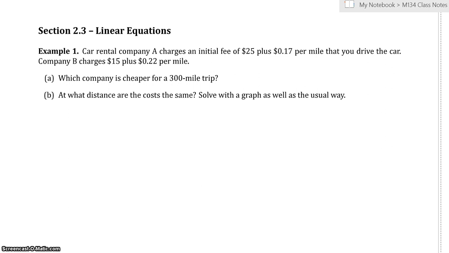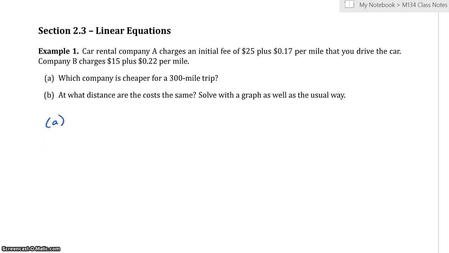Example 1 says a car rental company A charges an initial fee of $25 plus 17 cents per mile that you drive the car, where company B charges $15 plus 22 cents a mile. So initially, company B seems cheaper, they're only $15, but the per mile is more expensive. So, which company is cheaper for a 300-mile trip? So let's go ahead and look at part A.